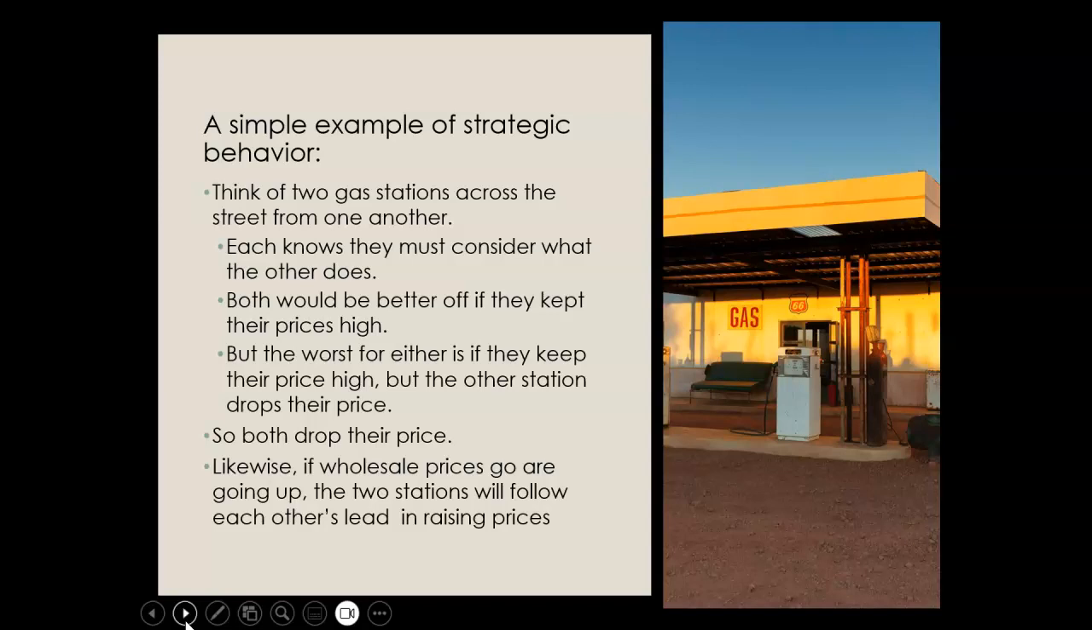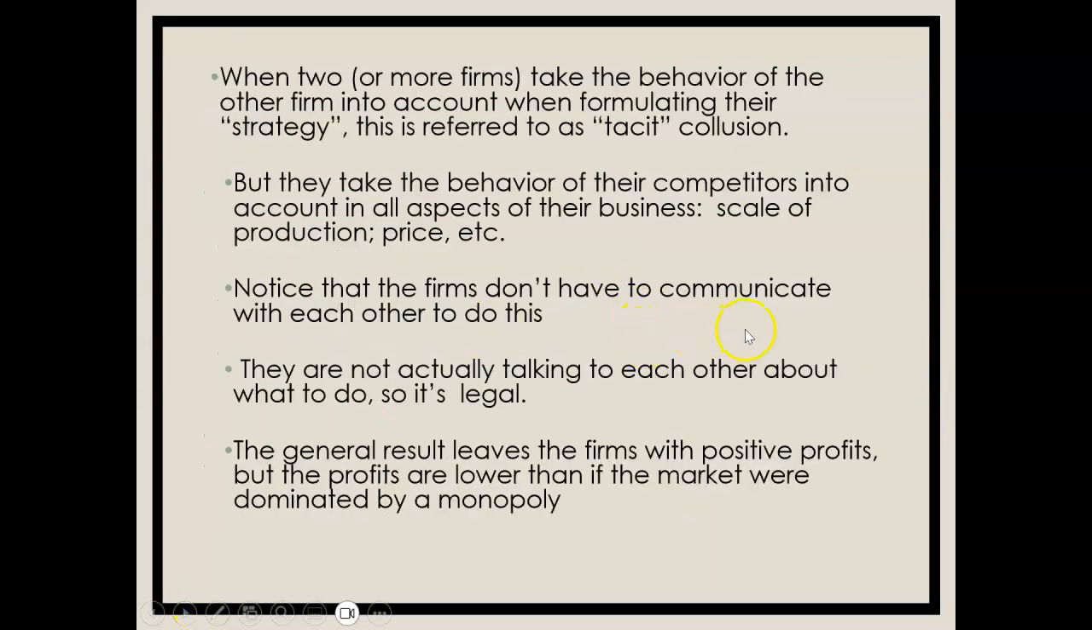Likewise, if wholesale prices start going up, the two stations move together, and when they decide to finally raise their prices, neither one wants to be out ahead of the other. That's strategic behavior in a game theoretic sense. When two firms take the behavior of the other firm into account when formulating their strategy, this is sometimes referred to by economists as tacit collusion. Collusion is when firms work together to set price, and tacit collusion means that they're kind of doing it without actually coordinating, because they're just thinking about each other's best strategic behavior.